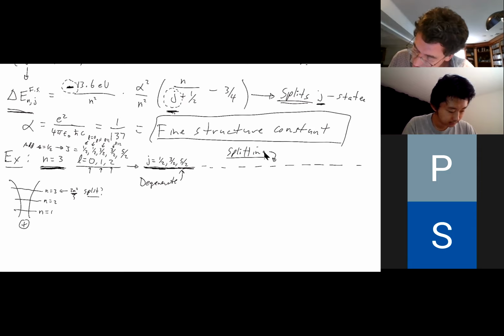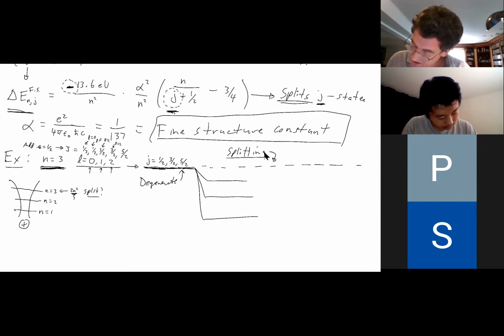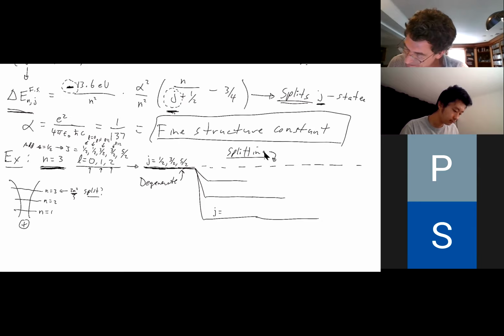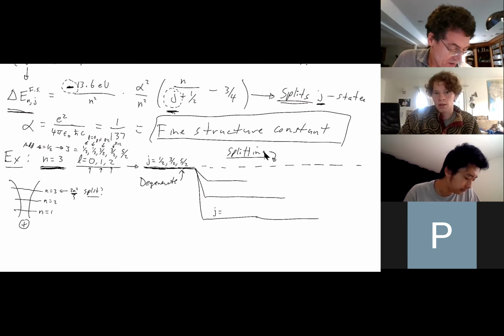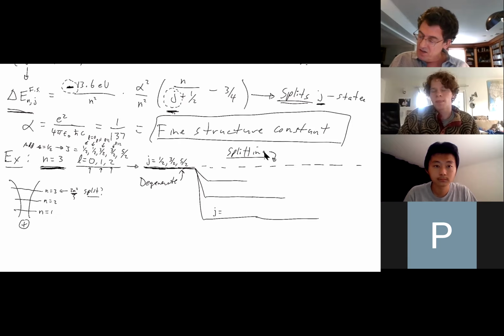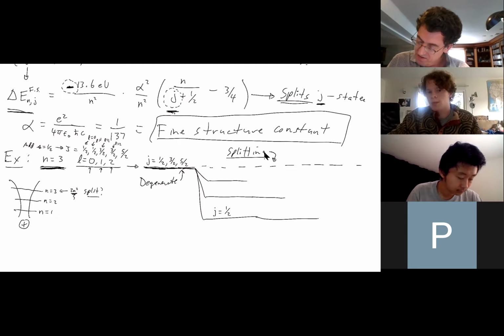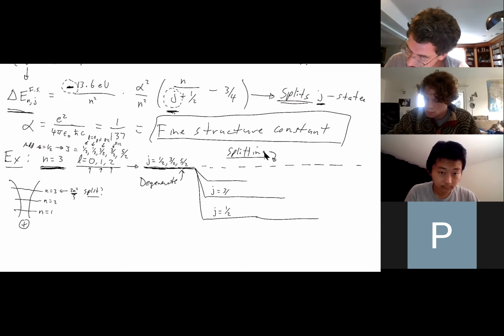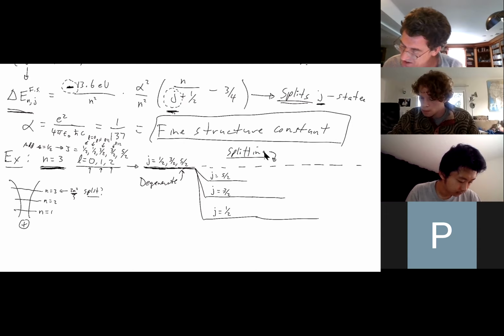So I'll draw it like this, three levels. And so the lowest one, if you look at the formula, since there's an inverse there, can someone tell me what the lowest one is? j equals 5/2? Well, it's inverse. When you put a smaller j there, you're going to get a bigger negative number. So if you just look at the formula and mess with it, you'll see that actually the lowest one is j 1/2 because of the sign and all that. And this one is j 3/2. And this one is j 5/2. Okay, and so that's the structure.